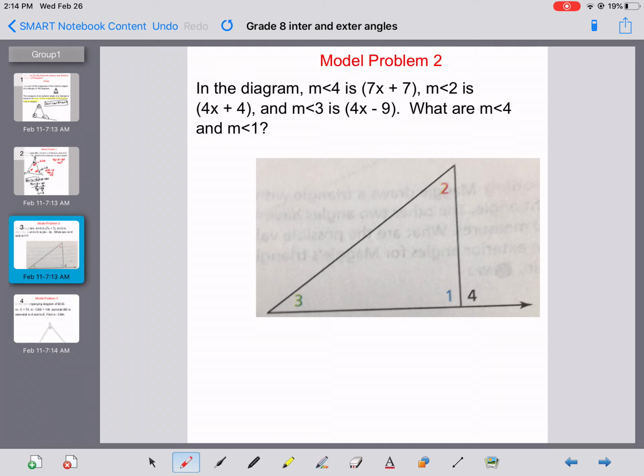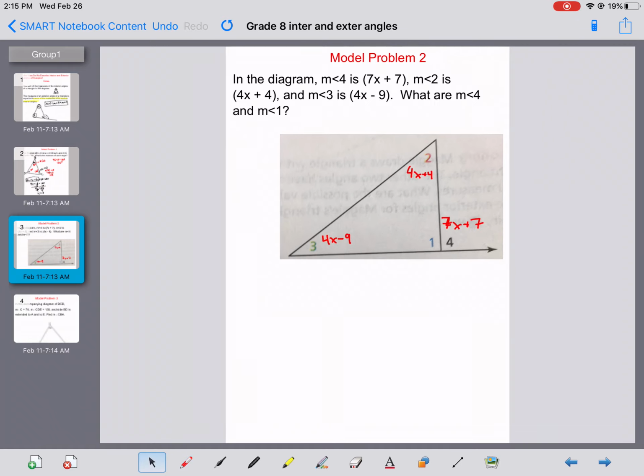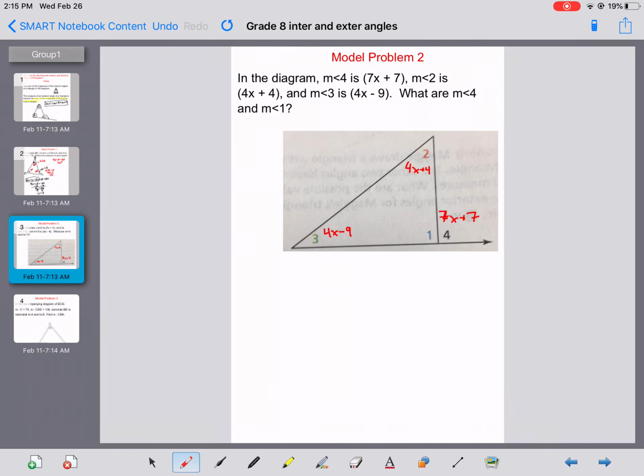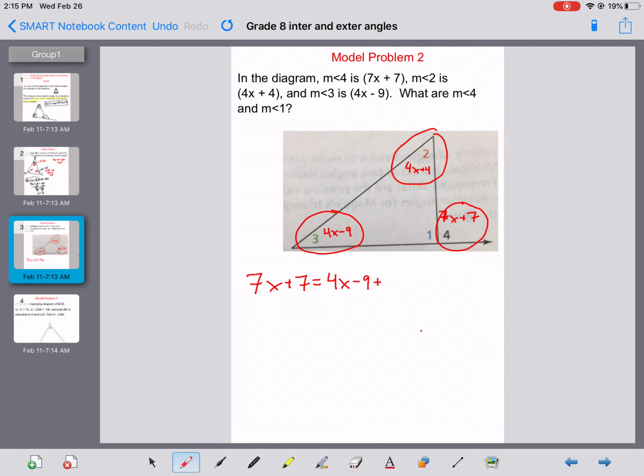I'm going to start by labeling the information in my diagram. The measure of angle 4 is 7x plus 7. The measure of angle 2 is 4x plus 4. The measure of angle 3 is 4x minus 9. When I look, I see that angle 4 is an exterior angle. So I know that that exterior angle is equal to the two interior angles, 2 and 3, because it does not touch those two angles. So 7x plus 7 equals 4x minus 9 plus 4x plus 4.